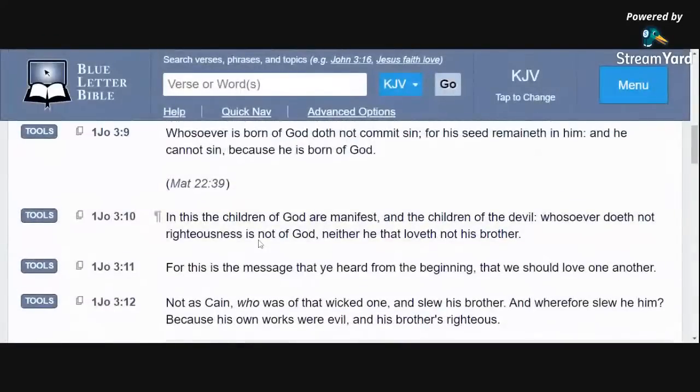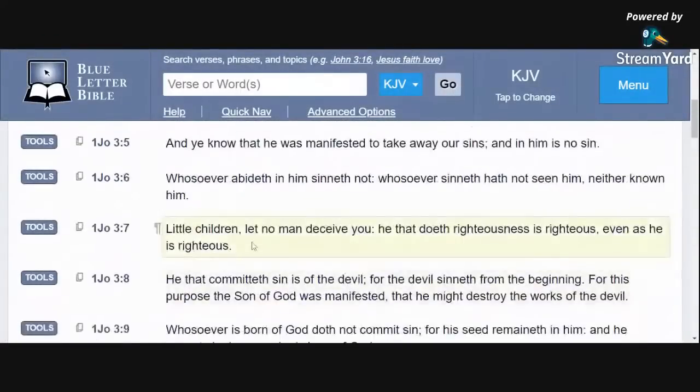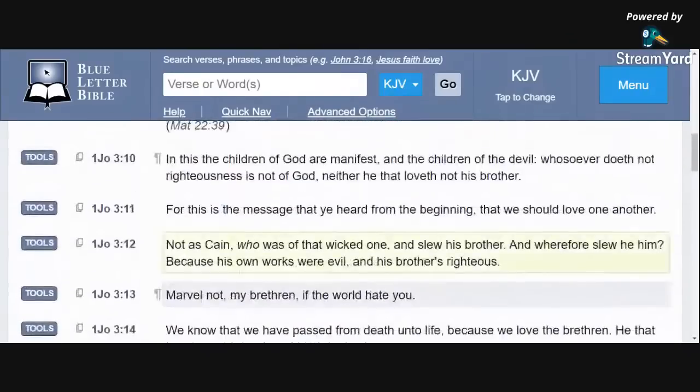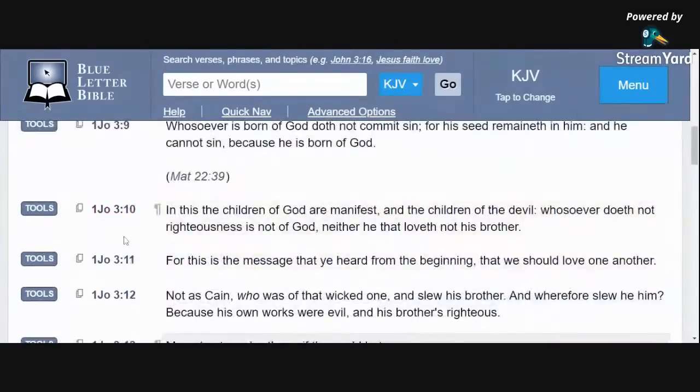Yeah, let's grab that. And these are just warm-ups. We got other scriptures laid out. So this is 1 John 3:10.